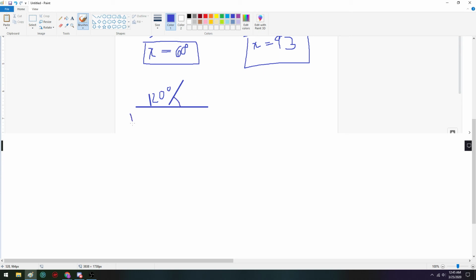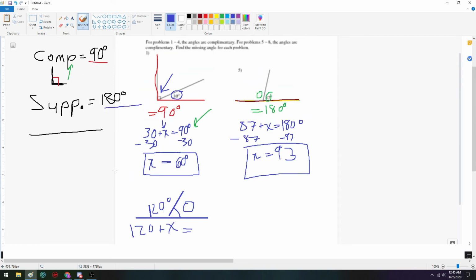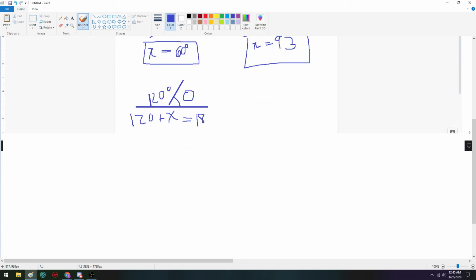Well, we know that we're already using 120 of our degrees. We have a missing one here, so we can call that an x, is equal to, what is a supplementary angle equal to? 180. So what you have to do is get x by itself. How do you do that? You subtract 120 from both sides. You end up with x being equal to 60 degrees.